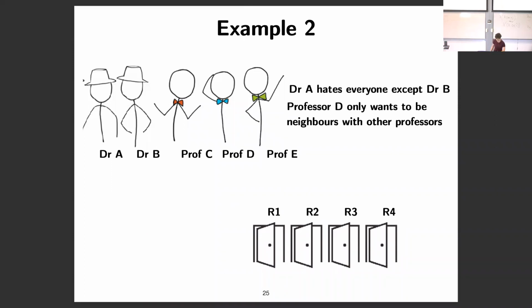We can also have trivially unsat cases. So obviously this one's unsat because we've got five professors and four rooms. So we know that's unsat.